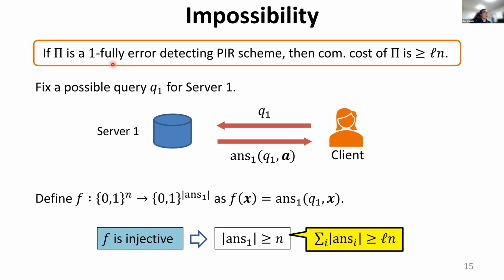Let's consider any one fully error detecting PIR that detects errors with probability 1. Then we show that the communication cost must be at least L times n. To see this, fix a possible query sent to the first server. Then the answer of the first server is a function of the client's query and a database. So we can define a function f from the set of databases to a domain of answers. We will prove that f is injective. As a result, the length of the first server's answer is at least n. Therefore, the total length of answers must be at least L times n.